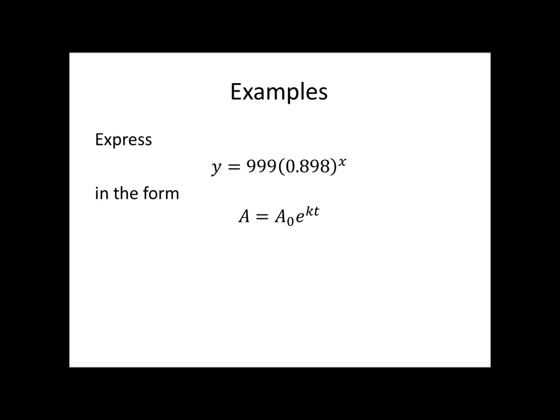Now, part of this is really super easy. You could probably figure out that a naught is going to equal my 999. My x, my variable in the top one, is going to be t, my variable in the bottom one. That's not really the big deal here. The big deal is that 0.898 is my e to the k. So that's what I have to actually figure out. I set e to the k equal to 0.898.